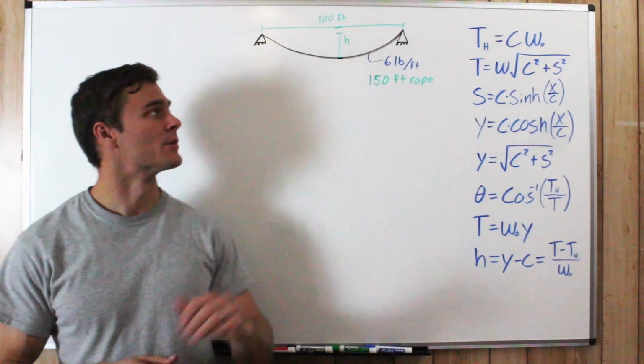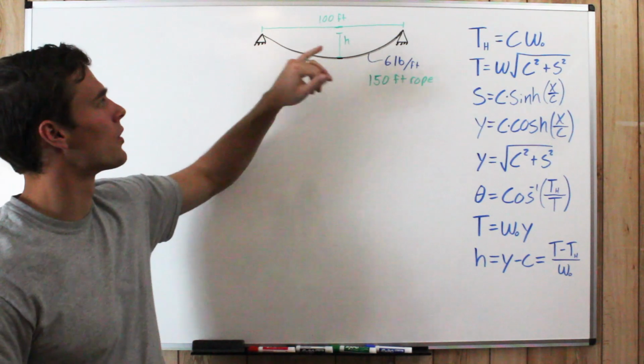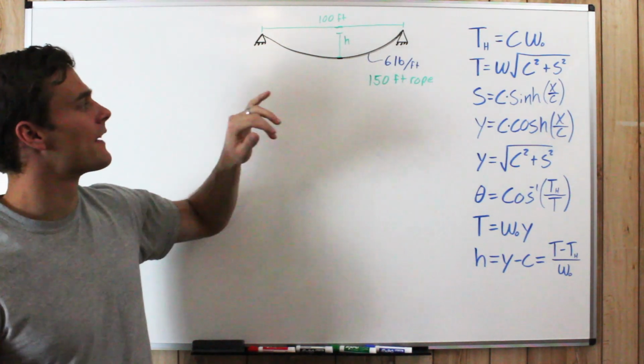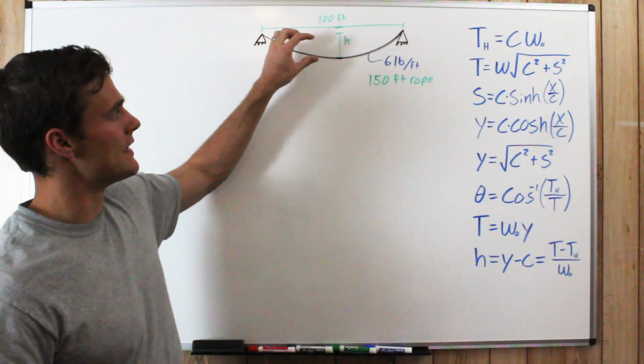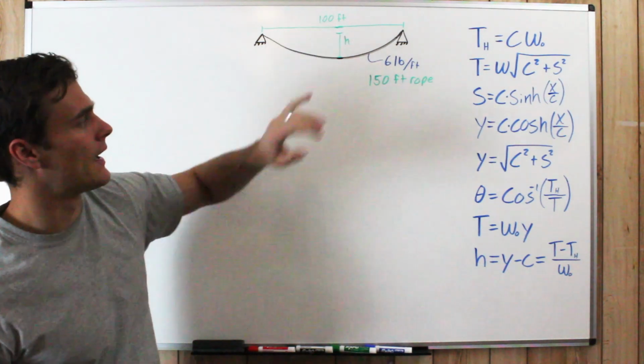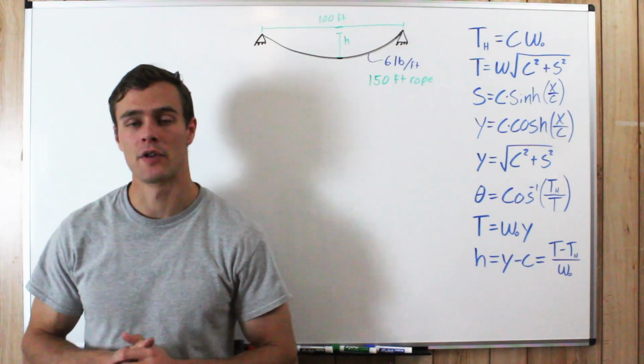So what we have here is a 150-foot rope that is hanging between two supports that are 100 feet apart. The rope is 6 pounds per foot, and we need to find the sag in the rope and also the minimum tension in the rope. And that's what we're going over in this video.